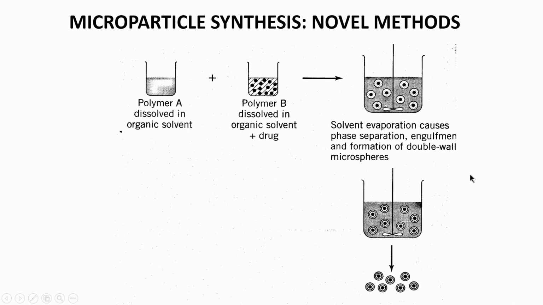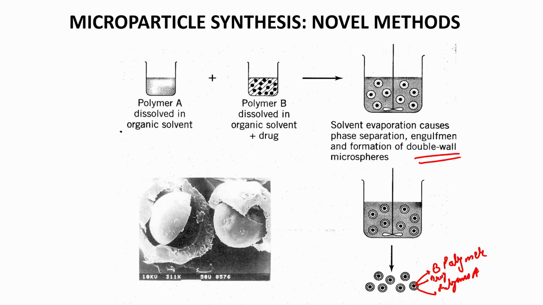So, there are some novel methods as well that are used. So, in this case it is being shown that you can take polymer A and dissolve it in organic solvent, you can take polymer B dissolved in some organic solvent also containing drug, you can then mix them up and then have sort of a double layered polymer where you have your polymer B inside, your drug further dissolved in the polymer B or suspended in the polymer B, and then outside you have polymer A. So, now you have two layers of polymer that can help in encapsulation of the drug and results in a double walled microspheres.